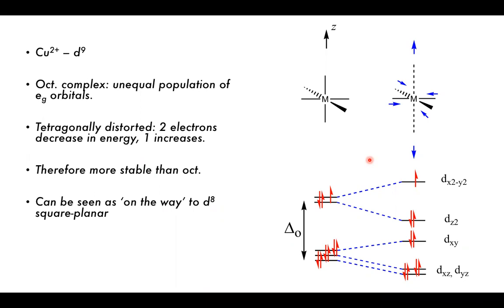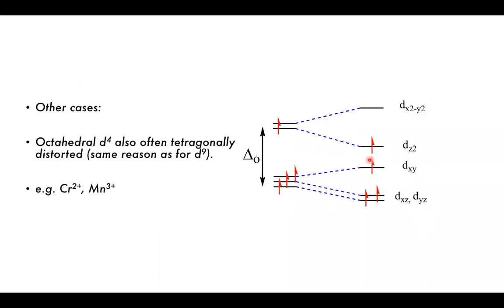Did it start off as an octahedral complex and then become something different, or was it never actually octahedral to begin with? And can it sort of be shown as on its way to a D8 square planar? Because remember, in the case of a square planar, it's typically quite similar to an octahedral complex. However, what we're seeing is that there's going to be the loss of any ligands along the z-axis.